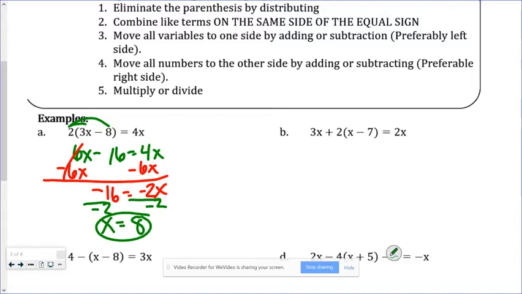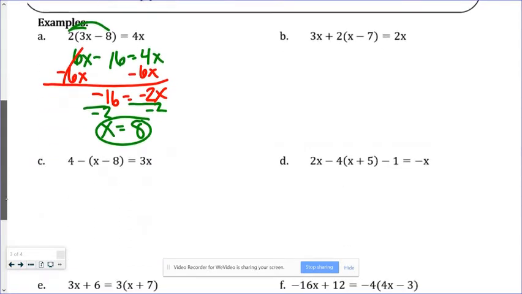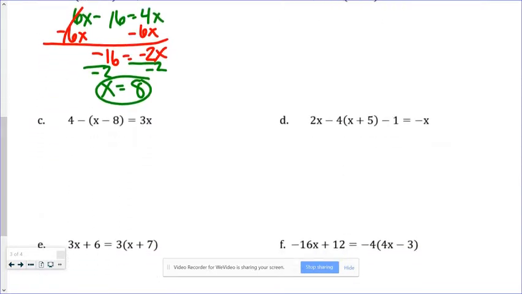Great. Okay, let's go down and do problem C. So if there's no number in front of the parentheses, it's an invisible 1. So I'm just going to draw it in right there. So I distribute that negative 1 to both terms. So then I have 4, and then minus x, and then negative 1 times a negative 8 would be a positive 8.